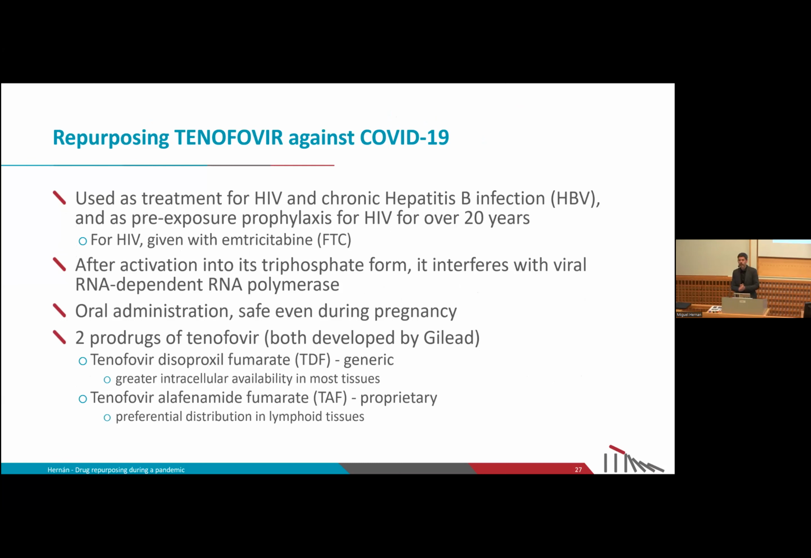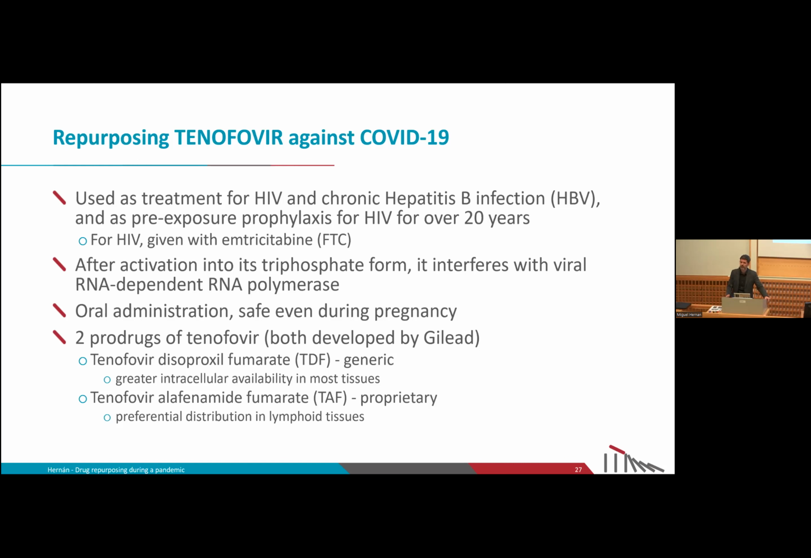Okay, let's talk about our last example. Tenofovir. Tenofovir is a drug that is used as treatment for HIV, both for treatment and for pre-exposure prophylaxis of HIV, and it's also used for the treatment of chronic hepatitis B infection. It has been used for more than 20 years, is oral, is very safe, even during pregnancy, you can take it.